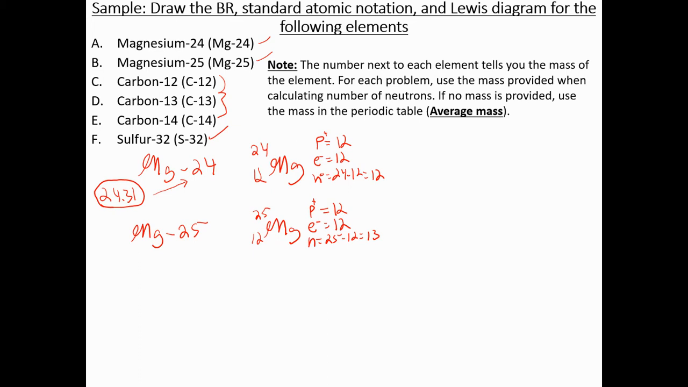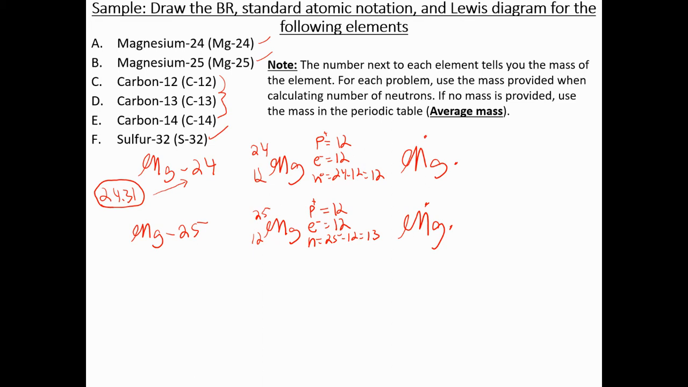Let's go ahead and do the Lewis dot diagrams. Lewis dot diagrams are not going to change for your isotopes because the number of electrons stays the same and they're in the same location in the periodic table. Magnesium is in group 2, so we know there's 2 valence electrons, and that's our Lewis dot diagrams for the magnesium isotopes.